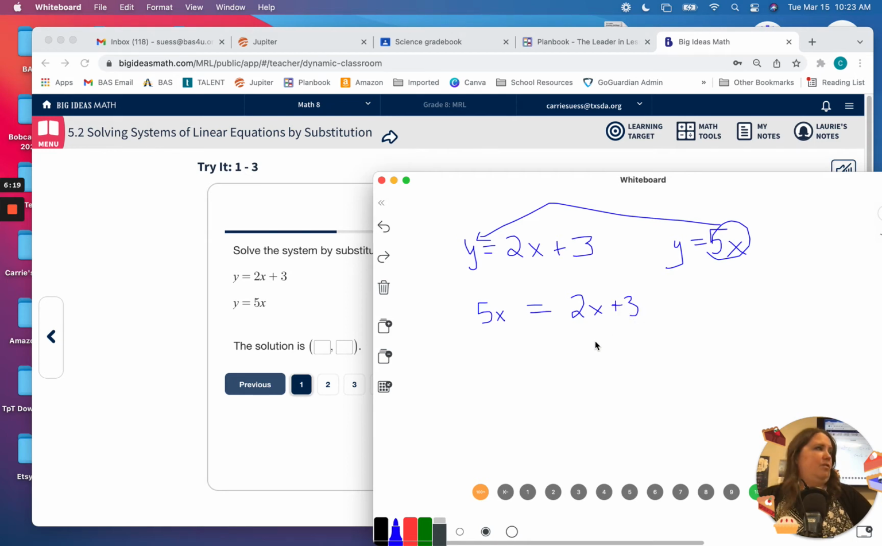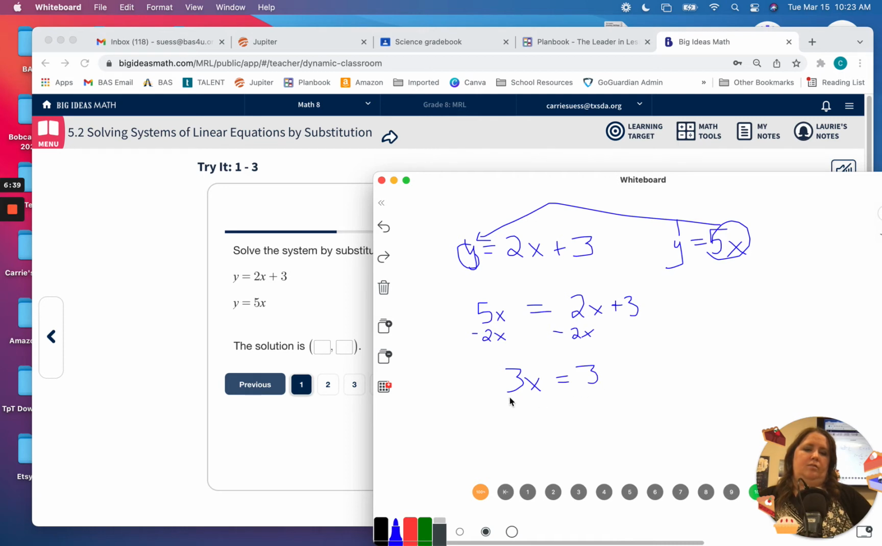Because I need to solve for x. So I take the y value of one of them and I plug it where the y value is in the other one, and then I solve for x now. So I'm going to move this 2x to the other side. What's 5 minus 2x? 3x.